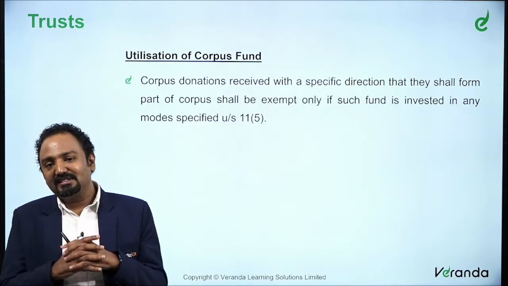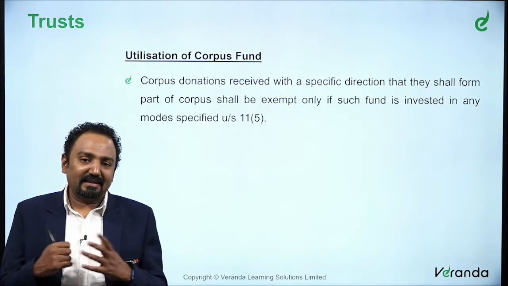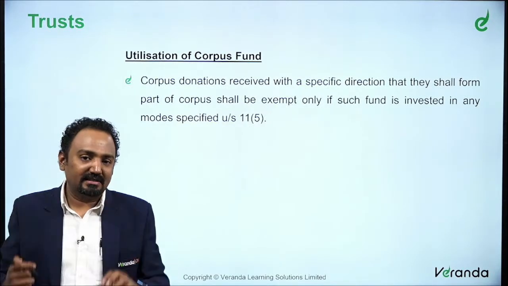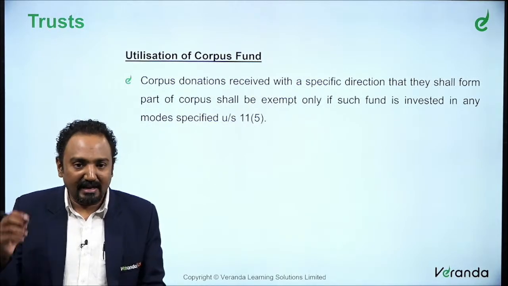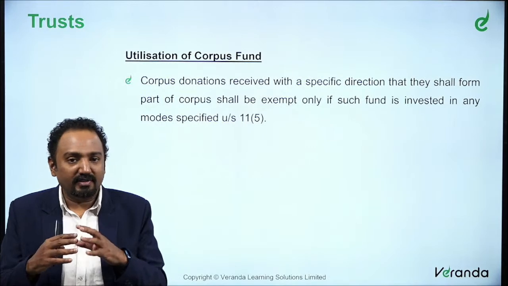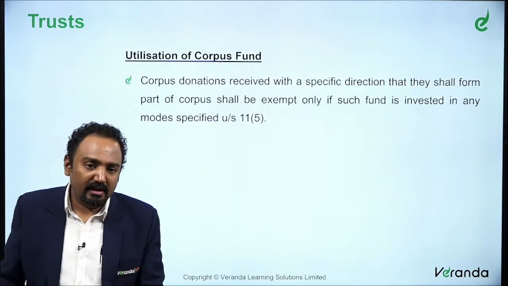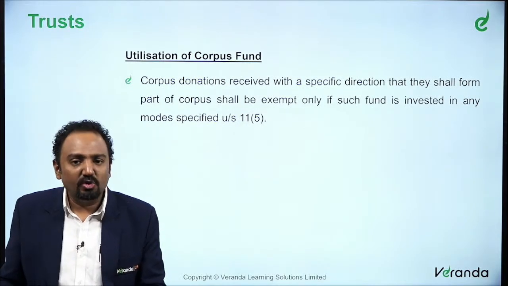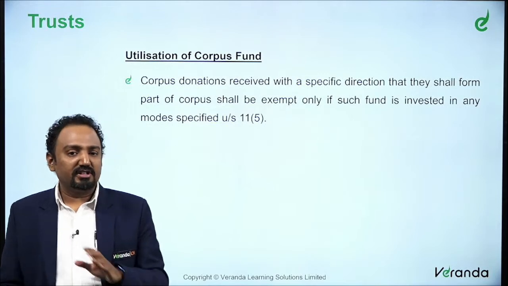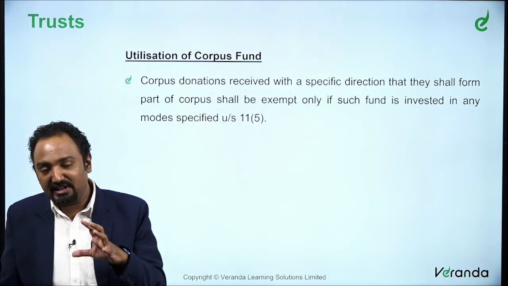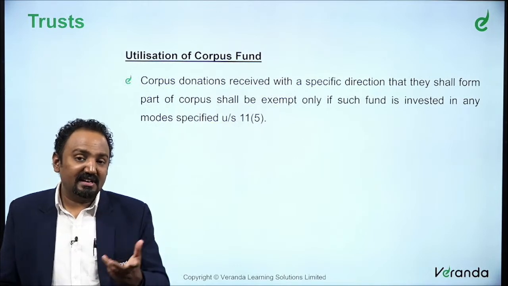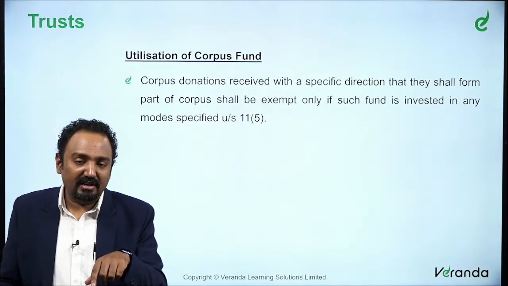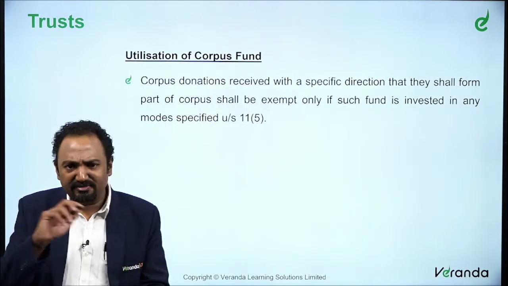Now, when we were discussing the corpus fund, something like your capital, where someone gives you a bulk amount of money. In our example, I give 10 lakhs to some trust. That 10 lakhs being a corpus fund, being capital in nature, shall not be categorized as revenue. So, it is not part of the income itself. There is no treatment of such 10 lakhs as income. But we said that only if it is invested in the mode specified in 11(5) is it called not income, otherwise it will be treated as income. That is fine.